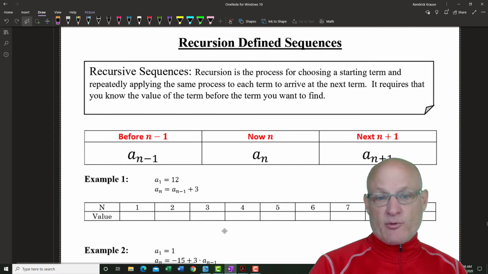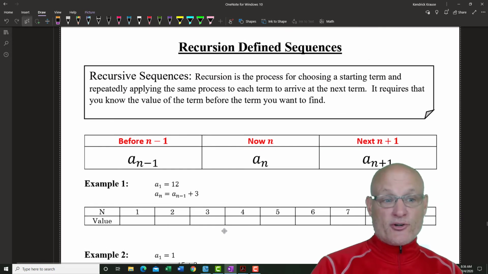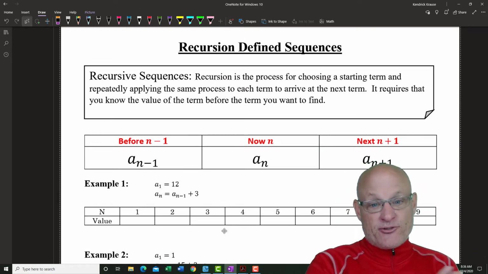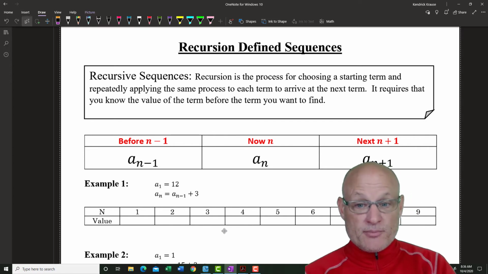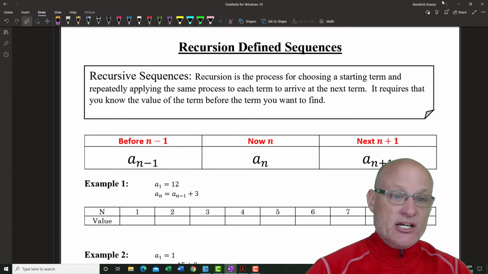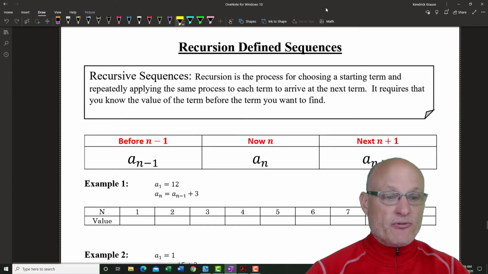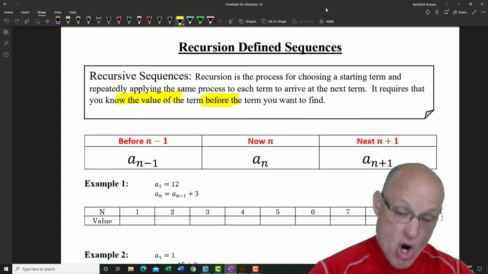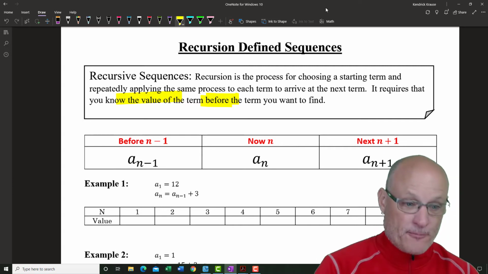A recursive sequence is the process of choosing a starting term and repeatedly applying the same process to each term to arrive at the next term. It requires that you know the value before. Now that's really kind of key. You have to know the value before the term you're on. It requires that you know the value of the term before the term that you're wanting. So you always have to know the previous term.